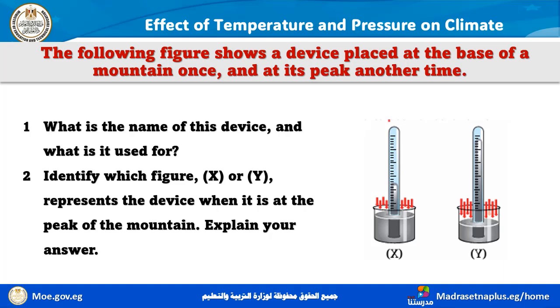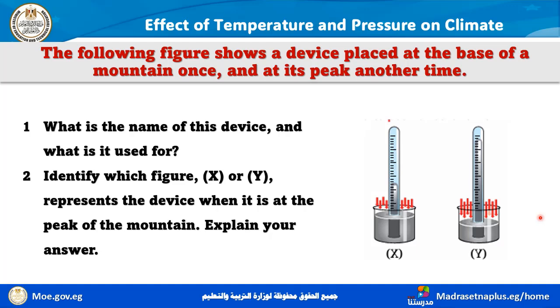Based on the image provided here, and for the first question in the first part, what is the name of this device? Of course, this device, as we explained in our lesson, is the mercury barometer. So the name of the device is the mercury barometer. Now, what is the use of this device? We use this device to measure the atmospheric pressure. So this is the function of our device.